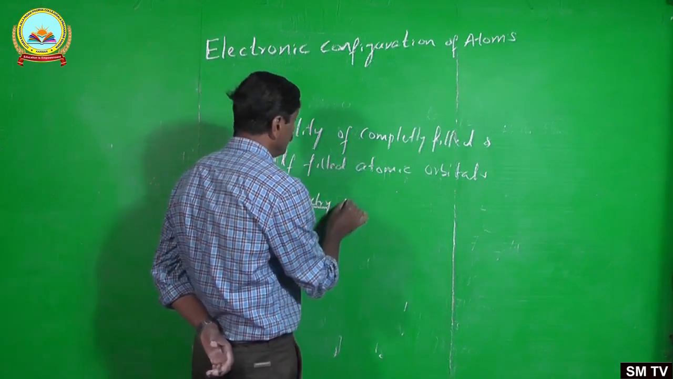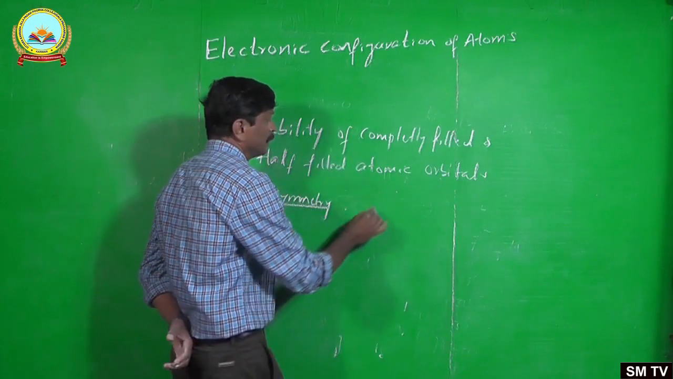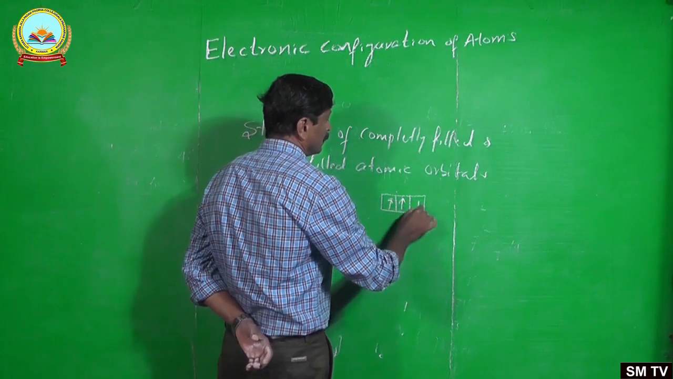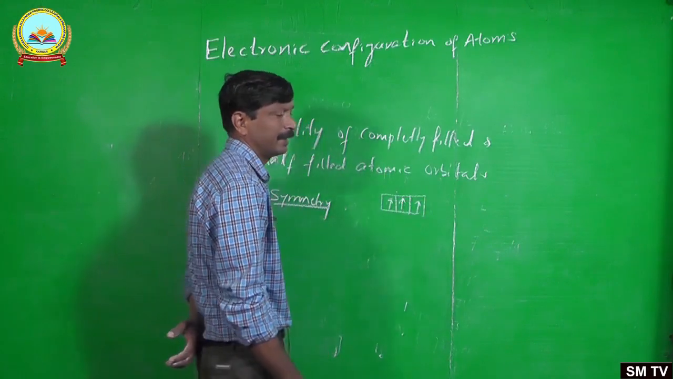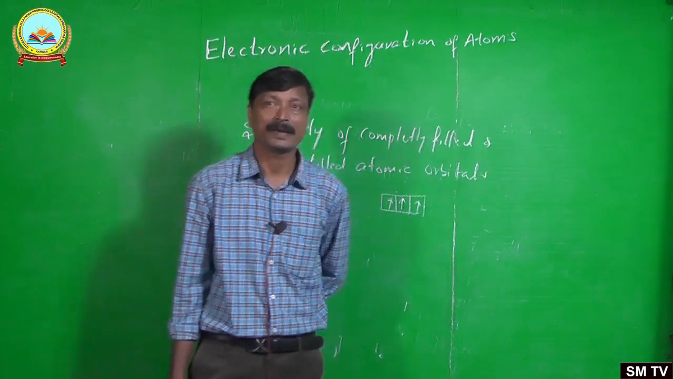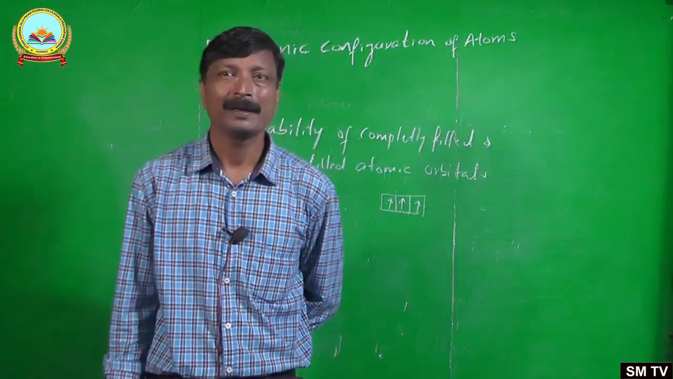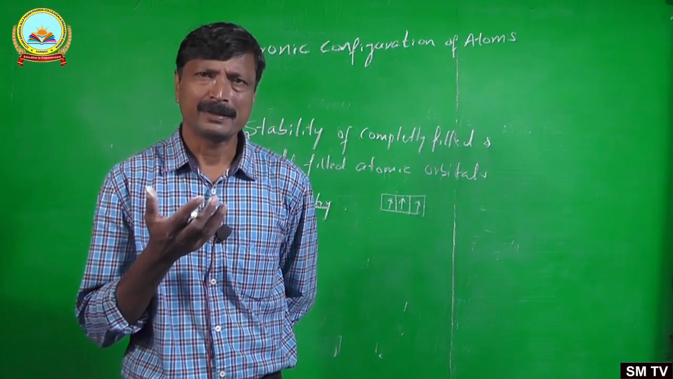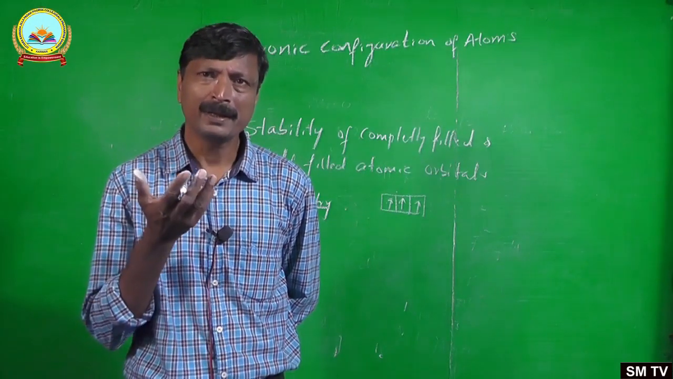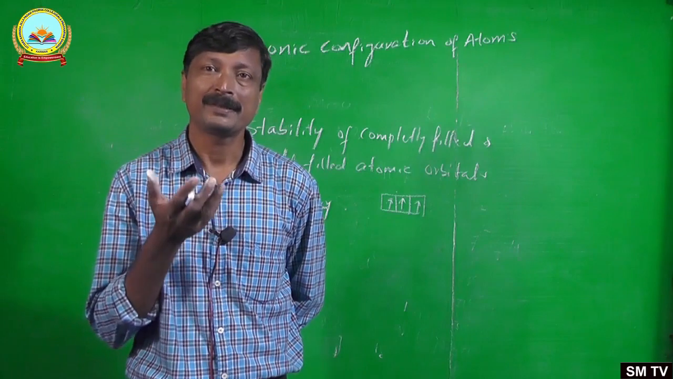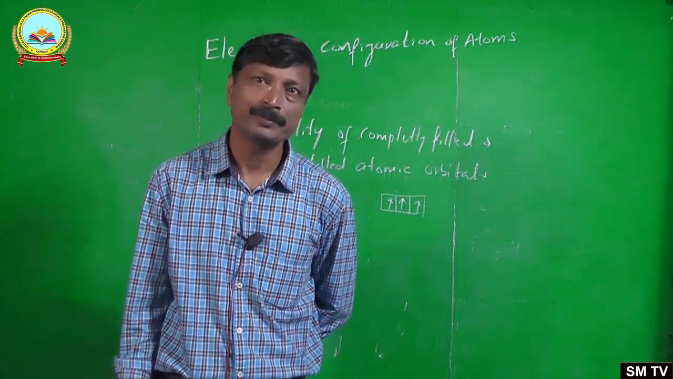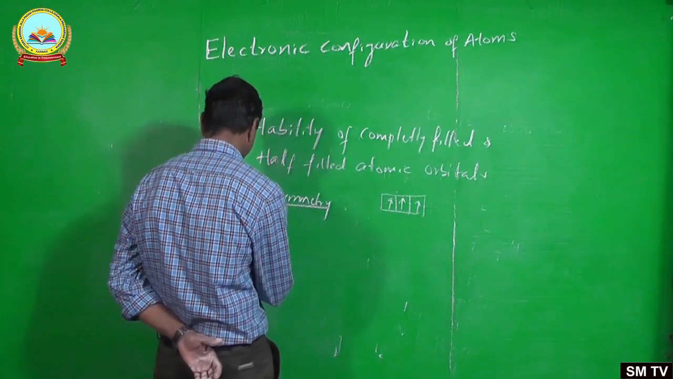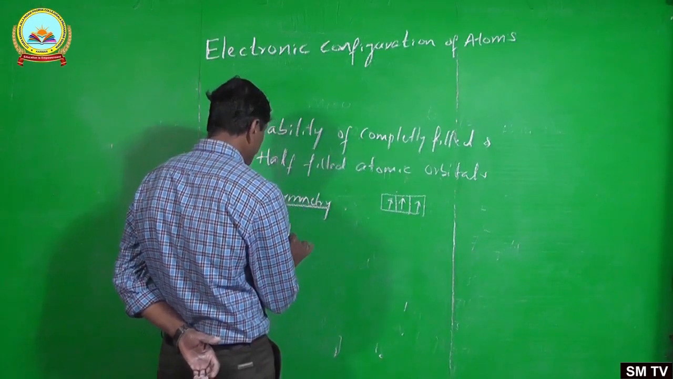So here, symmetry: you look at the p orbitals, all have a single electron. This means it is symmetric. Wherever symmetry comes, they have lower energy and stability increases. So because of symmetry, the energy of the orbital decreases. The second one is the exchange energy.